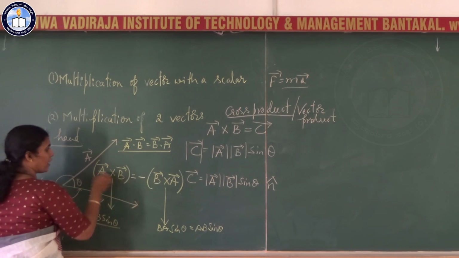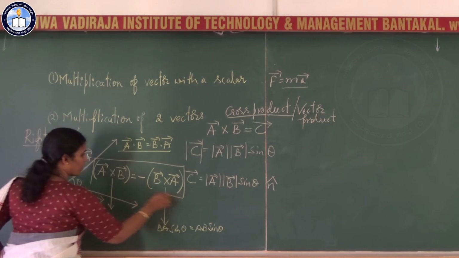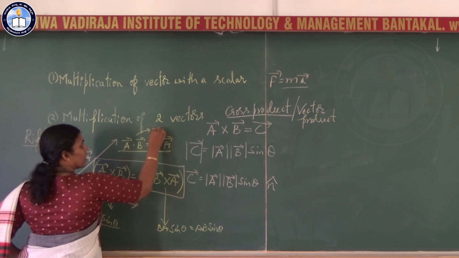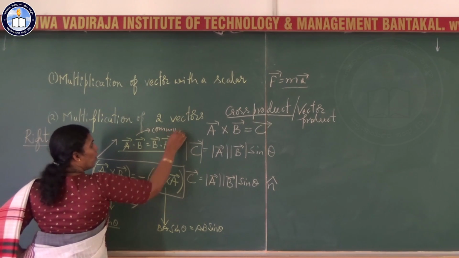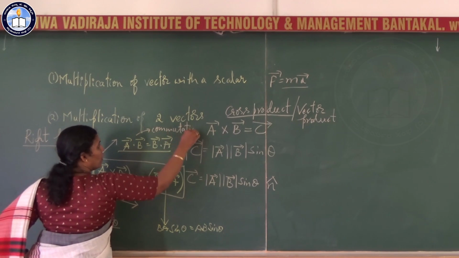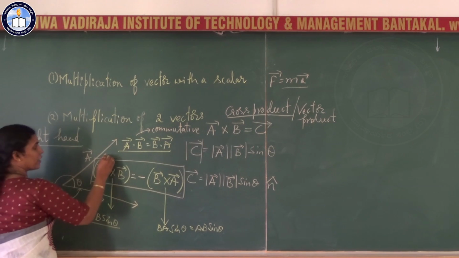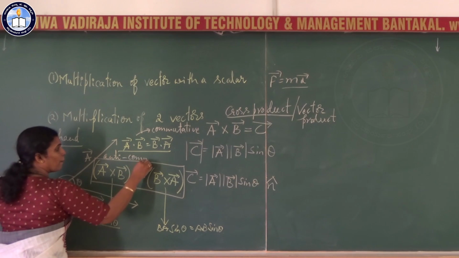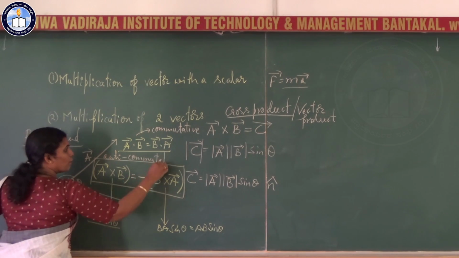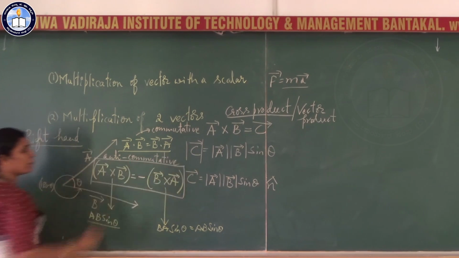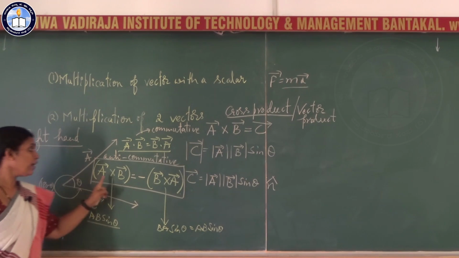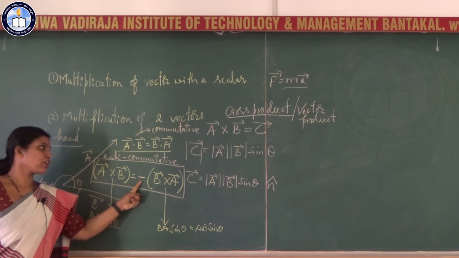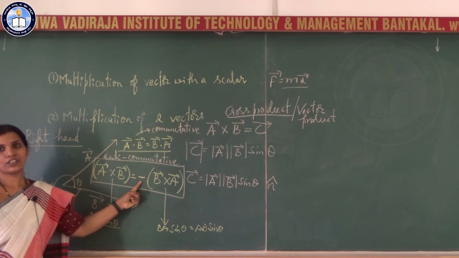Therefore, we write it like this, very, very important. Where scalar product is commutative, the vector product is anti-commutative. What do you mean by anti-commutative? A cross B and B cross A, they are equal in magnitude but opposite in direction.